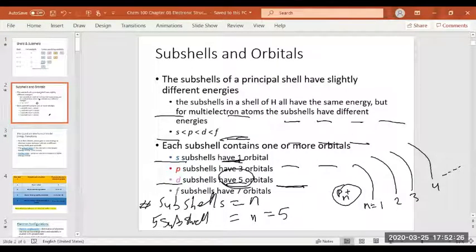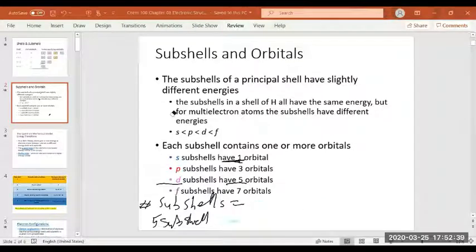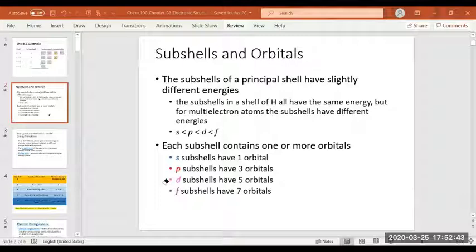So let's look here. We said in each subshell we have a specific number of orbitals. In s, always one orbital. p, always 3 orbitals. d, 5 orbitals. f, 7 orbitals.